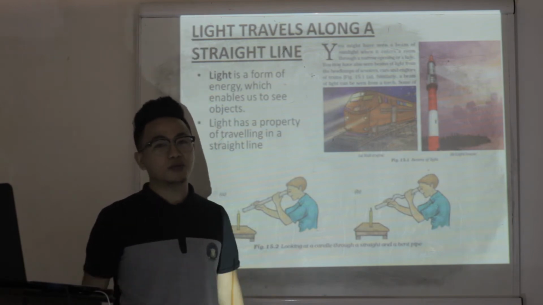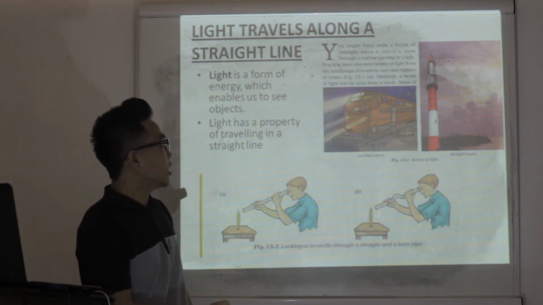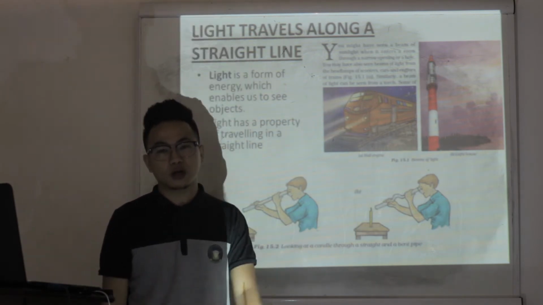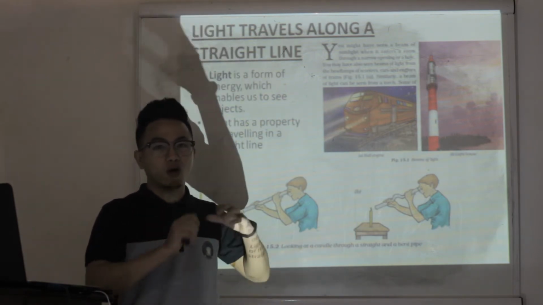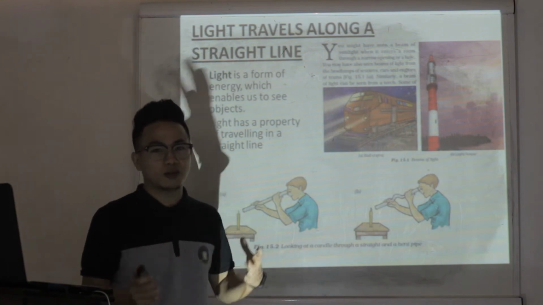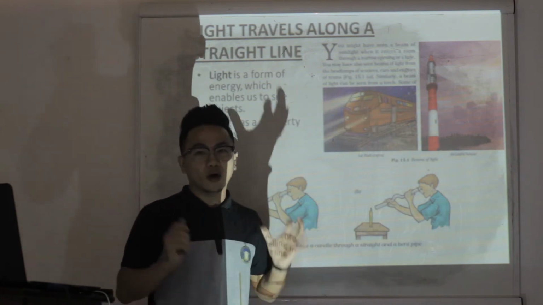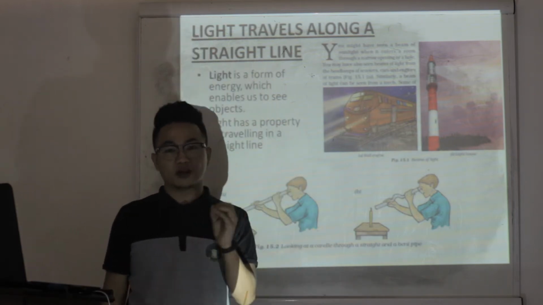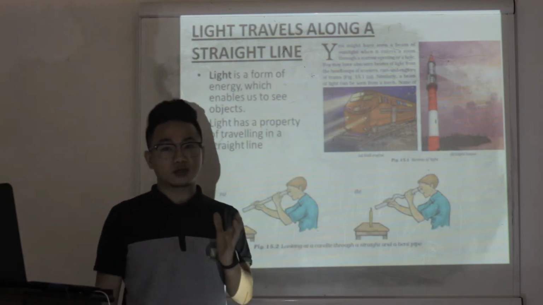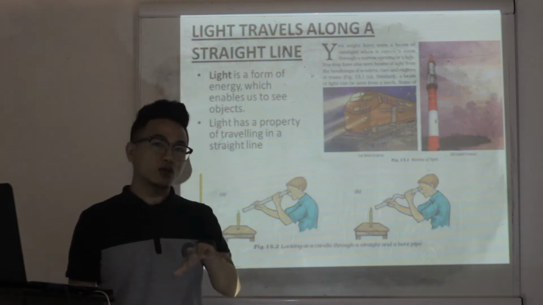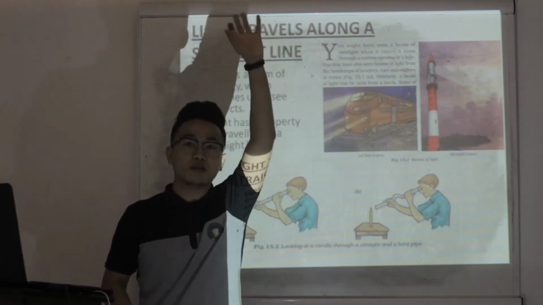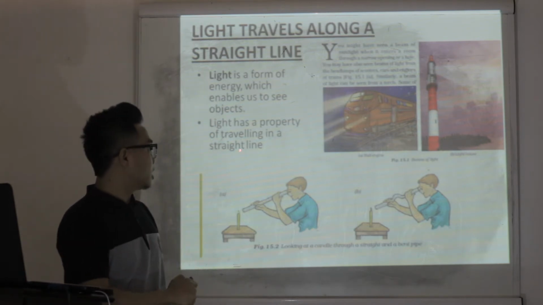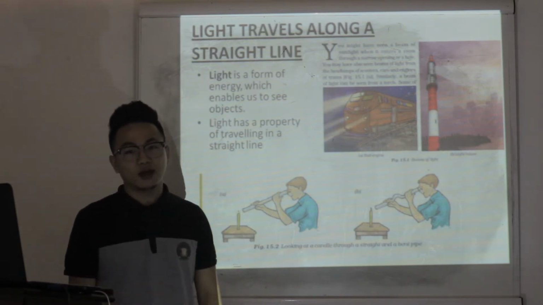Or we can have examples like a lighthouse, a train passing by, a car, a scooter, and whatever vehicles you can mention. All those have lights, the headlights or maybe backlights. They all travel in a straight line. So, what is light? Light is a form of energy which enables us to see objects. You can also see me because there is light passing by here, and from there we can say that light is a form of energy.